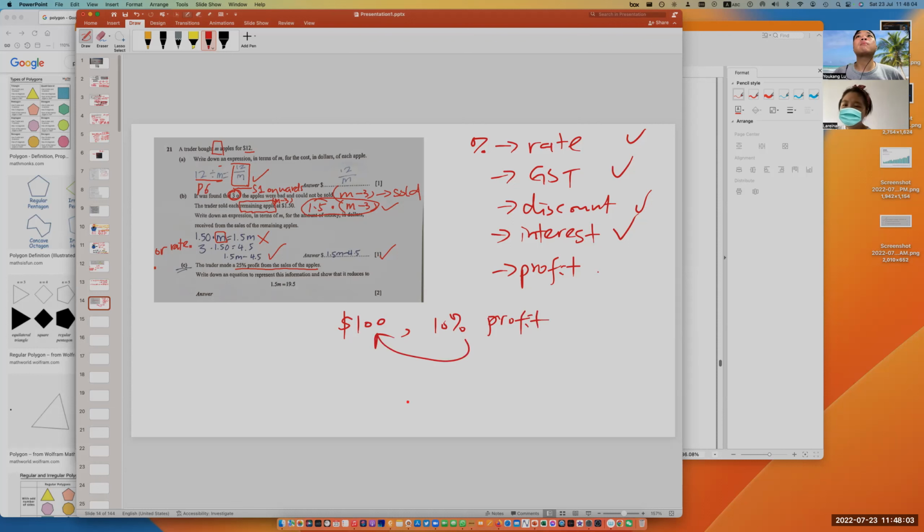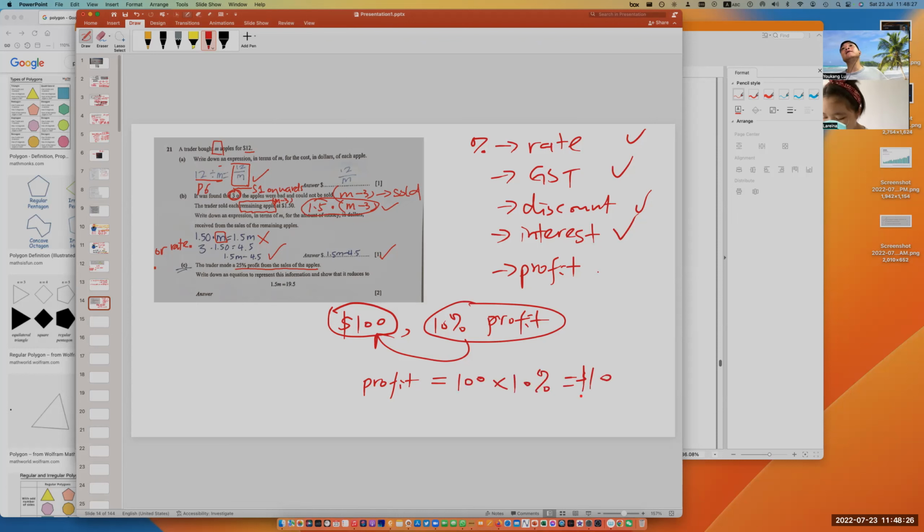How much do I make? So what's the profit? I have $100 and I make 10% profit from the $100. So therefore it's 100 times 10%. So the profit is actually $10. Does it make sense? So similarly, you just apply the same concept here.